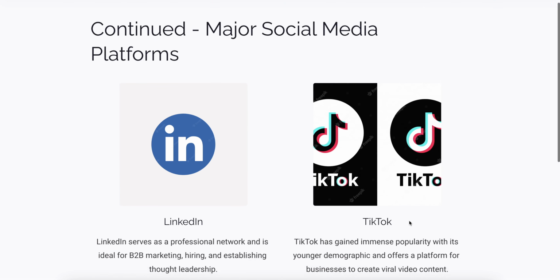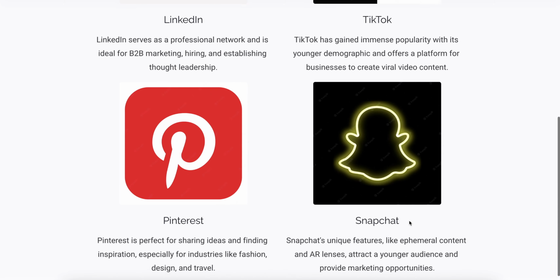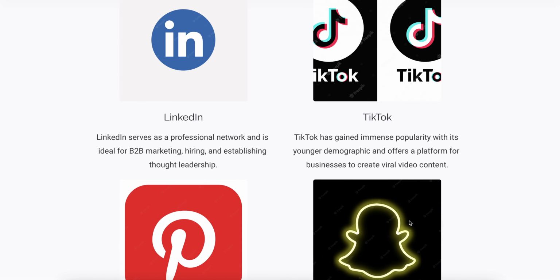So TikTok, LinkedIn, these are some other ones that we talked about, Pinterest, Snapchat. So LinkedIn's great for B2B, even hiring. TikTok has gained a lot of popularity, especially amongst the younger demographic, although I can say confidently that I think it's increasing into the older demographic as well. But it's essentially a viral video content platform. But as it's grown, it's starting to turn into more of a search engine. And this is a great place for businesses that want to offer education about particular products or services, or even entertainment about particular products or services.